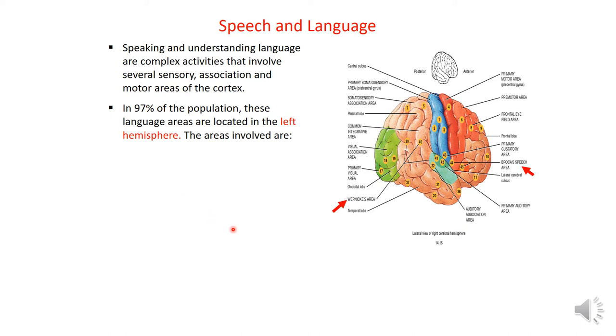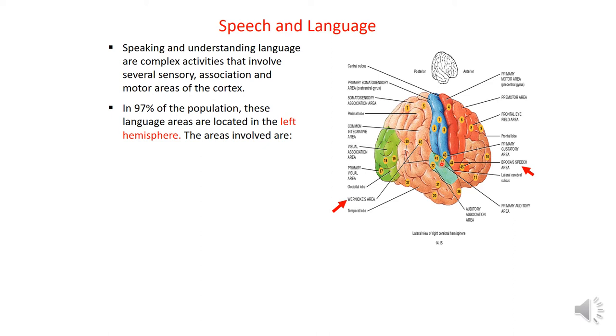If you would like to ask how the process of speech starts, or how I can produce language or speech, we have either visual information in the form of written words, or auditory information in the form of spoken words. For example, if you are going to respond to spoken words, what happens?